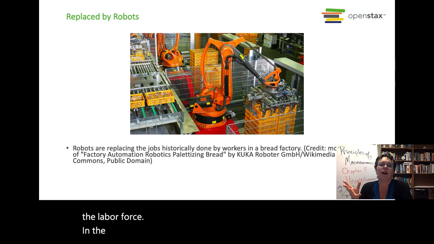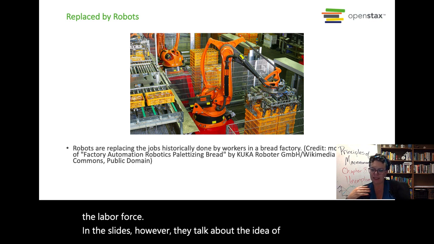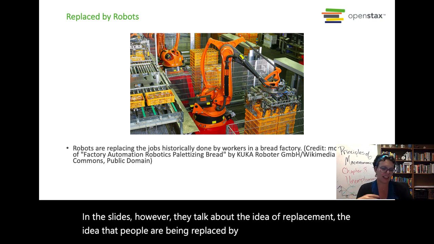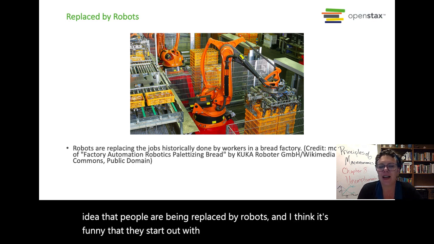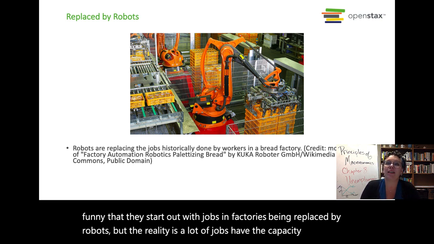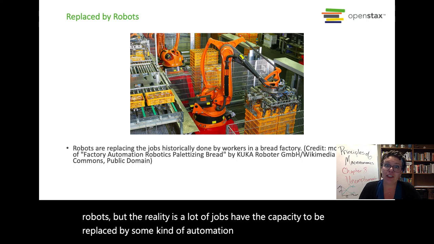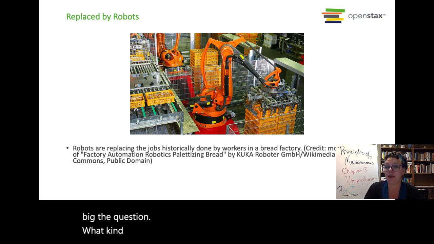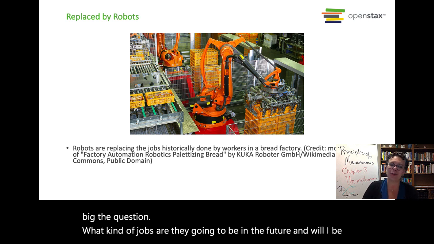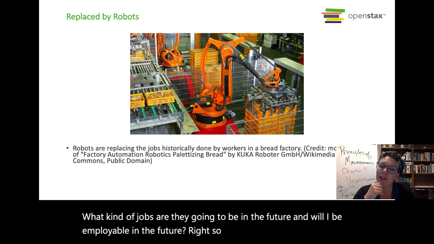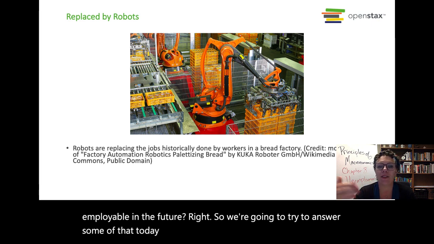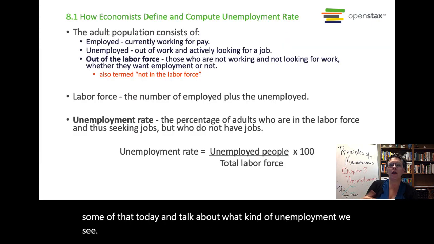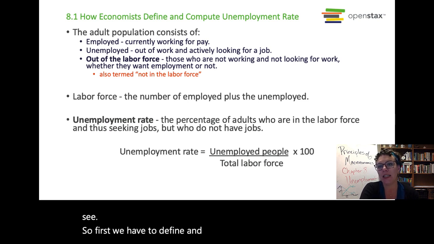In the slides, however, they talk about the idea of replacement, the idea that people are being replaced by robots. And I think it's funny that they start out with jobs in factories being replaced by robots. But the reality is a lot of jobs have the capacity to be replaced by some kind of automation with the evolution of AI and computing. And so it starts to kind of beg the question, what kind of jobs are there going to be in the future? And will I be employable in the future, right? So we're going to try to answer some of that today and talk about what kind of unemployment we see. So first, we have to define and calculate the unemployment rate.